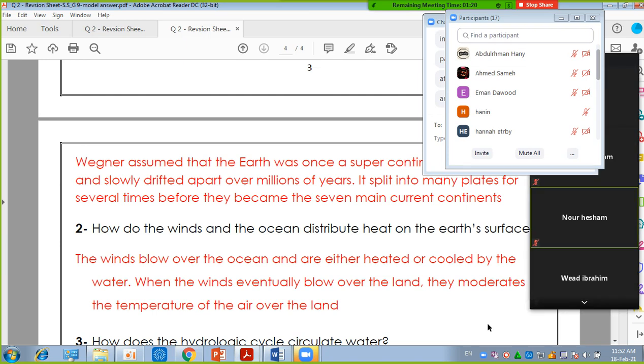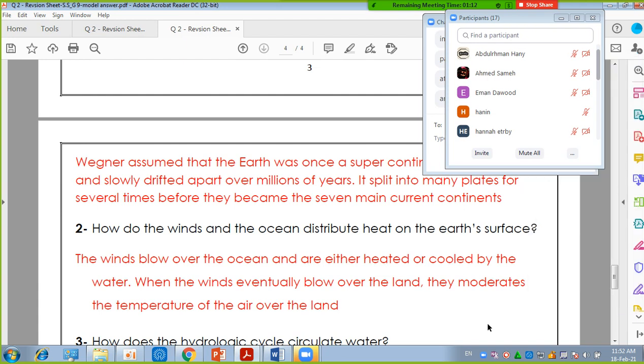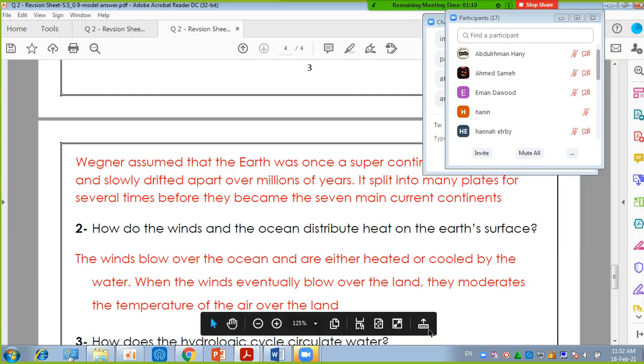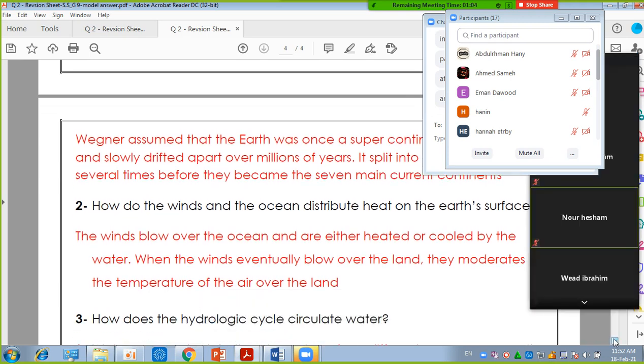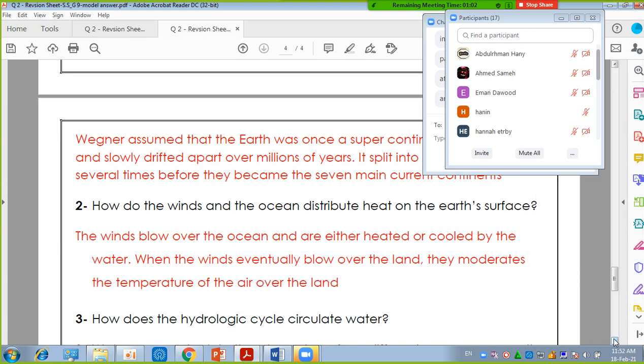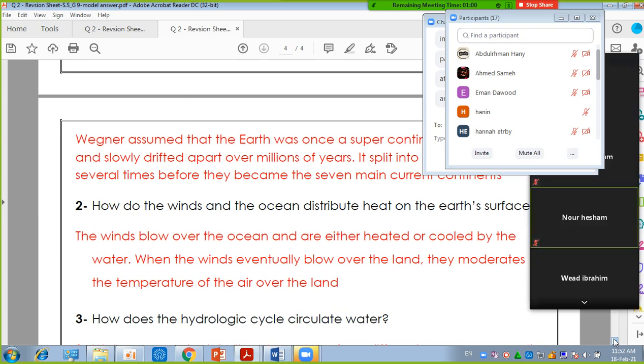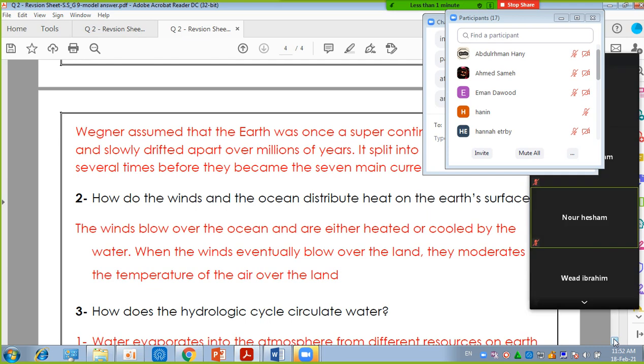So if the wind becomes cool, it will cool down the temperature of the land. If the wind becomes hot, it will heat up the temperature of the land. So they moderate the temperature of the air over the land. According to what? For the beginning, the story started from the ocean itself. Did you understand the answer? Yes, miss.